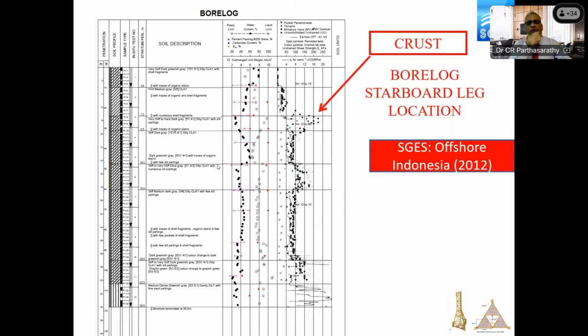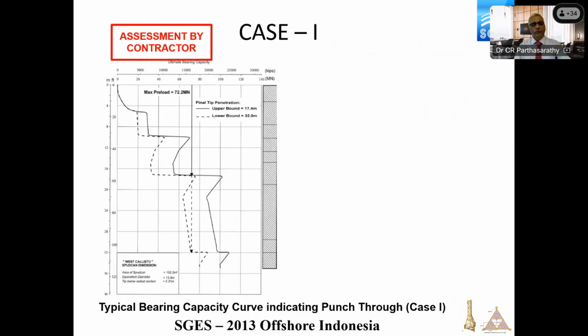So in one dataset I'm showing on the screen, you have very soft clay up to around 3 meters. Then you have firm clay, followed by a crustal layer. Then you have a weak material, a stiff clay. Then shear strength increases with depth. This is one of the locations, the starboard location. Then you have the other two legs with similar stratigraphy.